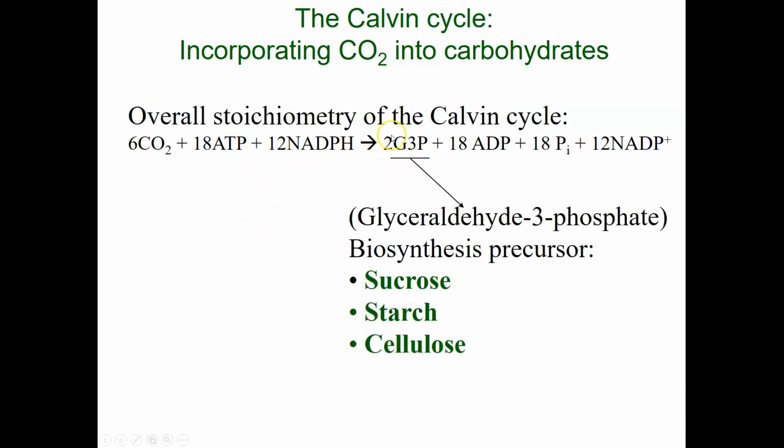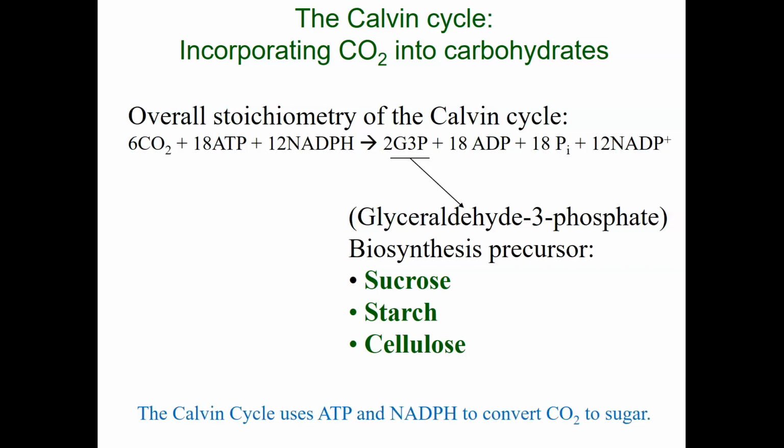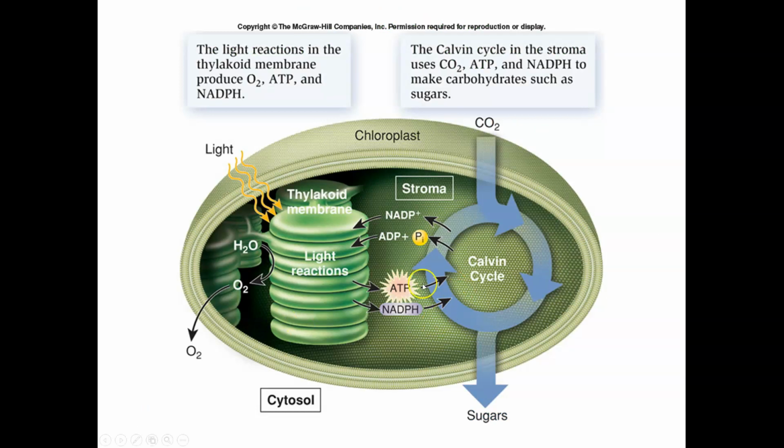So again, those 2 glyceraldehyde 3-phosphate molecules are going to be 2 3-carbon molecules, and they're going to be the precursors necessary to make things like glucose, sucrose, starches, cellulose, etc. And just to remind you once again, we've already talked our way through all the light reactions that were happening in the thylakoids, but now all these reactions are taking place in the stroma.